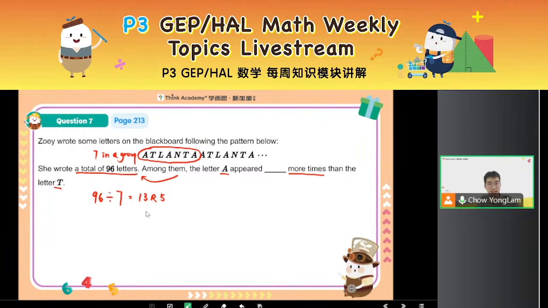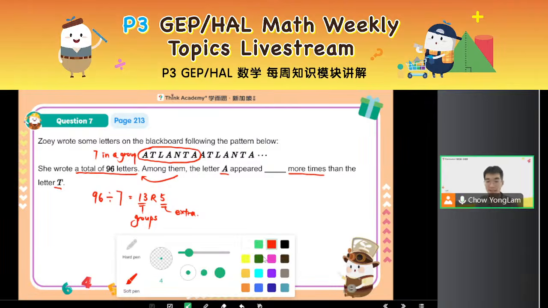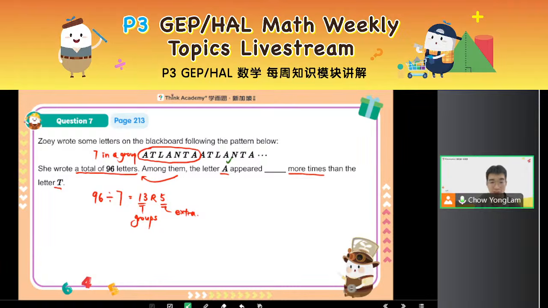Once you divide, ask yourself what they mean. 13 means 13 groups. 5 means 5 extra letters. So we need to look in the groups and also in the extra letters, how many targets can we find, right? So let's find one by one. We need to find for A, we need to find for T.